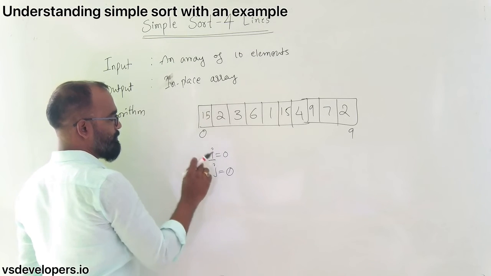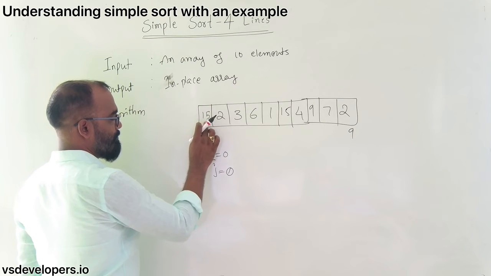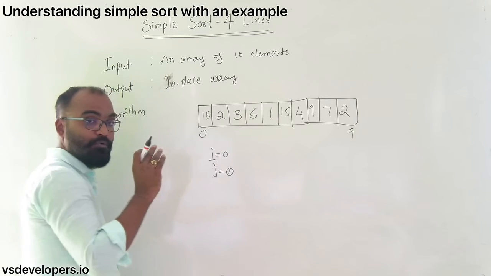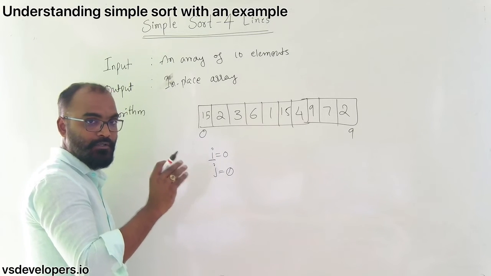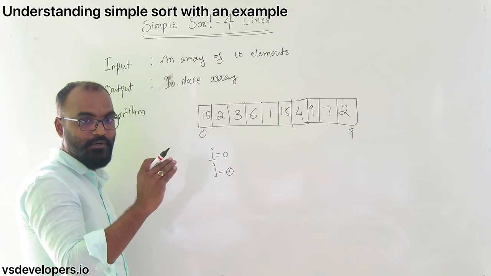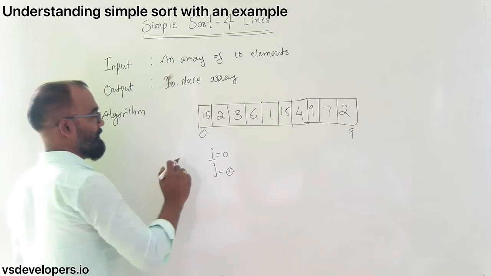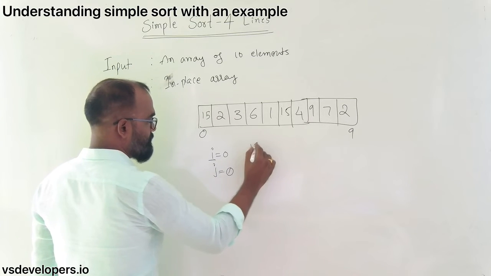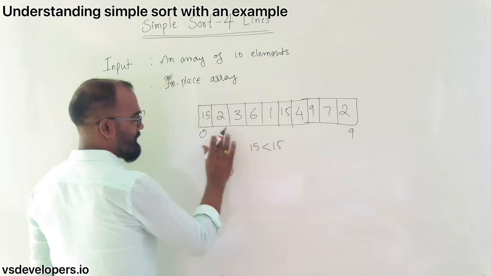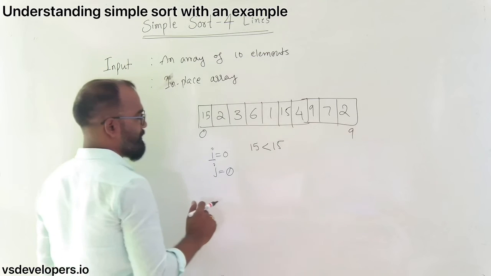Then you start comparing these two elements. For example, 15 compared to 15, which is the same. So here the comparison is, if you want it to happen in ascending order, you will compare it with less than. If you want the array to be sorted in descending order, you will compare it with greater than. You will understand what I mean by that. So 15 is less than 15? This is not true. Nothing is changed.